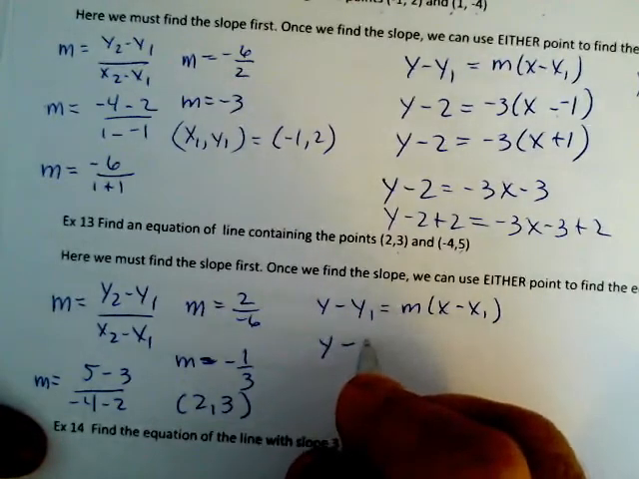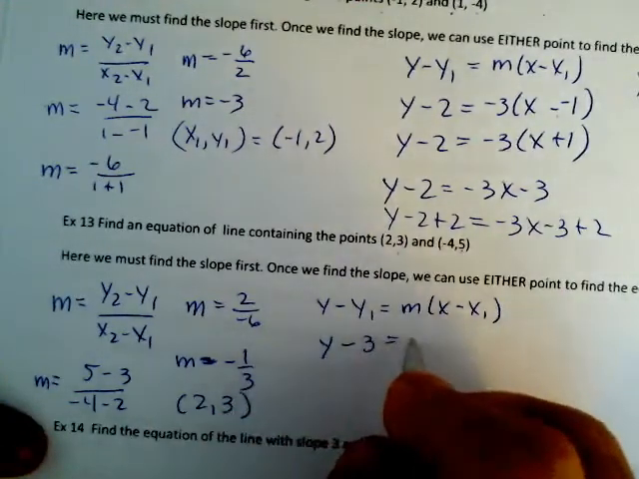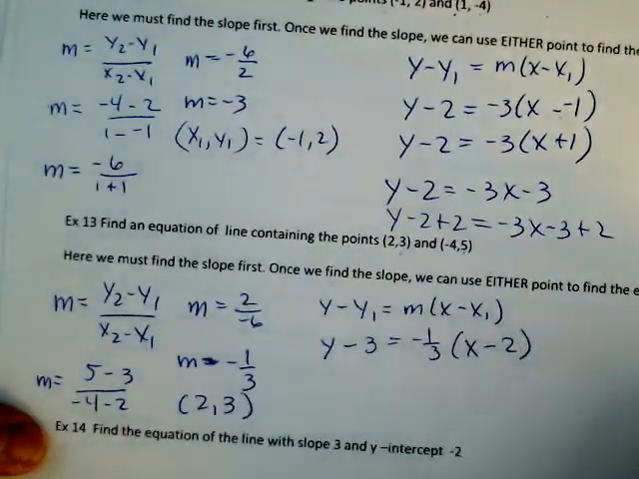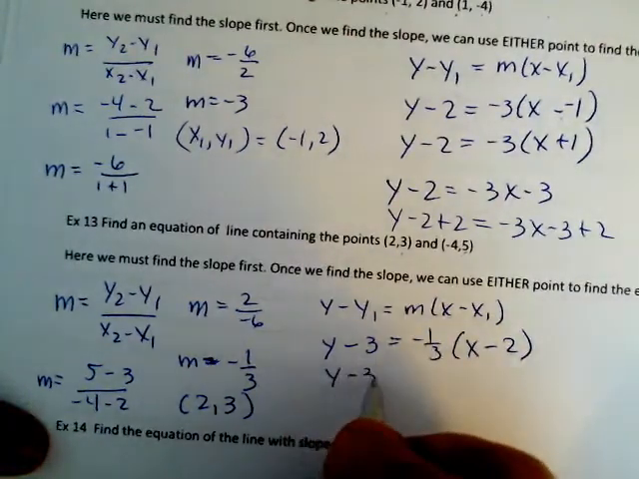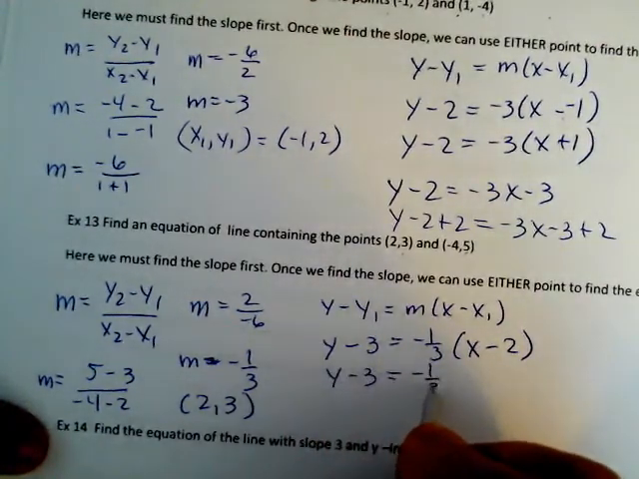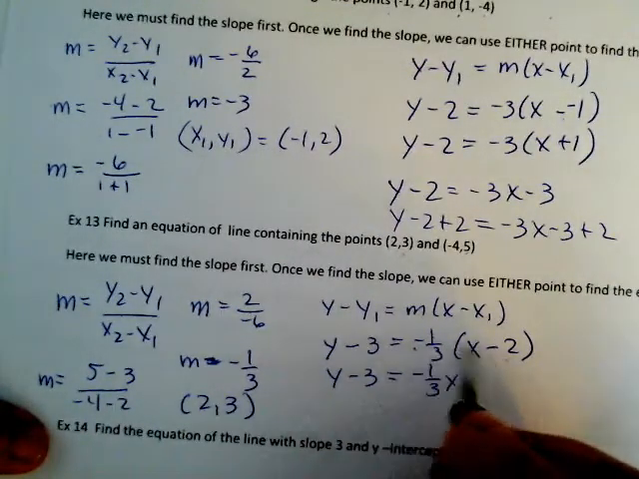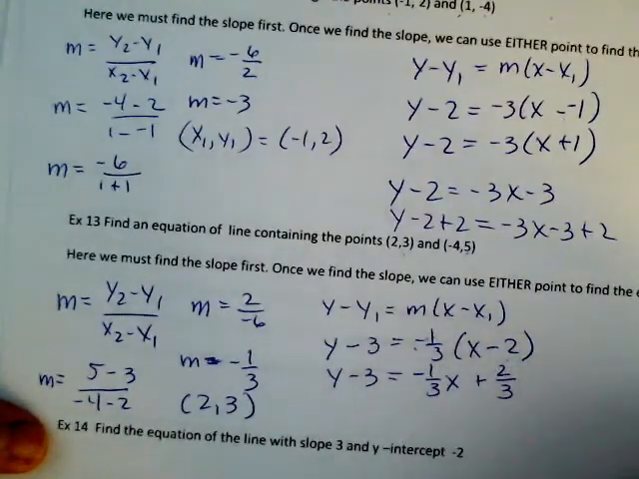So now we're going to substitute. Again, we write down our formula. Y minus 3 is negative 1/3 times x minus 2. Go ahead and distribute that negative 1/3. Just multiply negative 1/3 times the x. Negative 1/3 times negative 2 is positive 2/3.